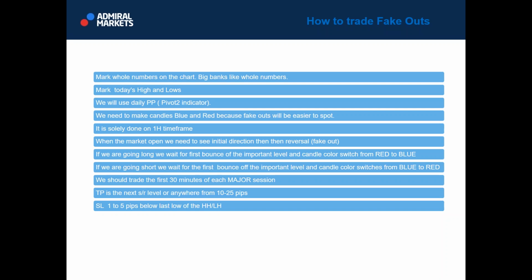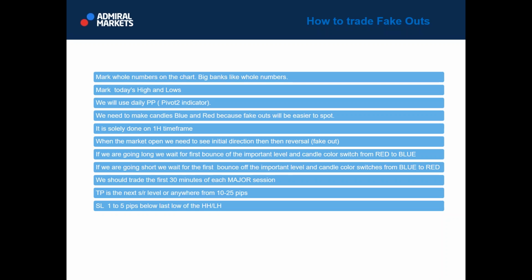When the market opens, we need to see initial direction, then reversal. So if we are going long, we wait for the first bounce of the important level and candle color switches from red to blue. I will show you in the real chart, so don't worry. If you're going short, we will wait for the first bounce of the important level and candle color switches from blue to red.